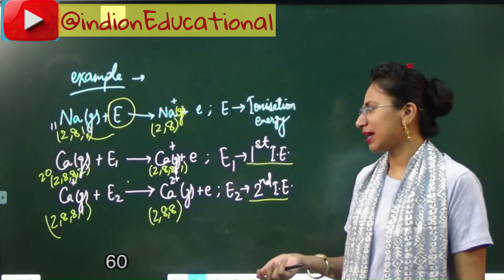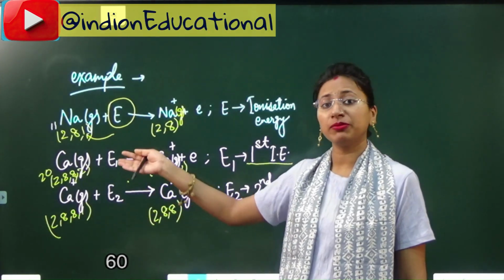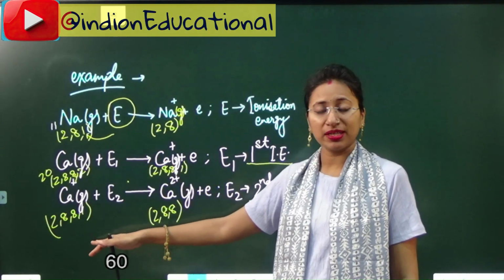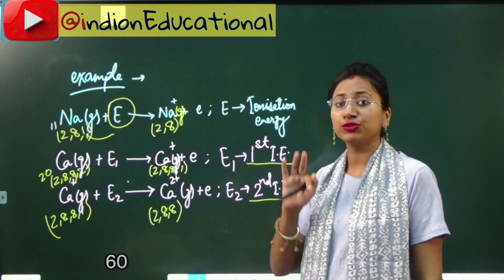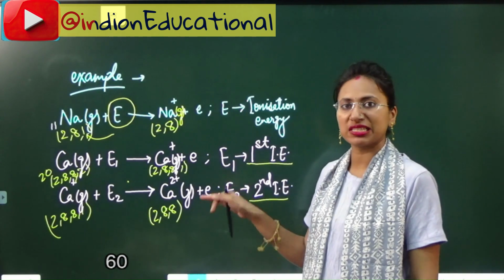If you take the example of aluminium, aluminium will include one more step because in order to attain its nearest noble gas configuration, it has to remove 3 electrons. So 3 steps will be there.